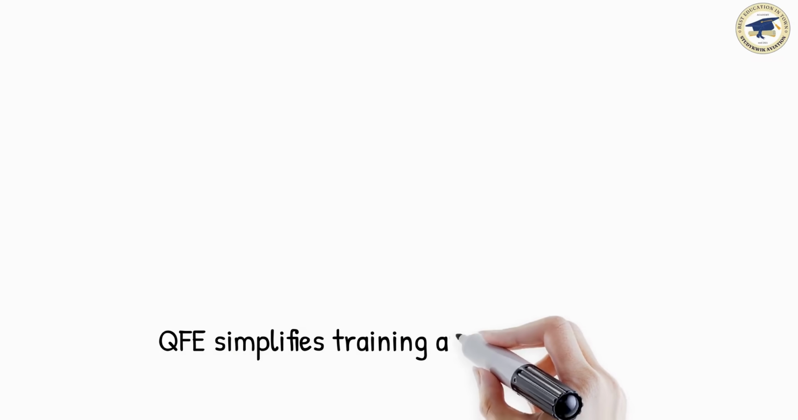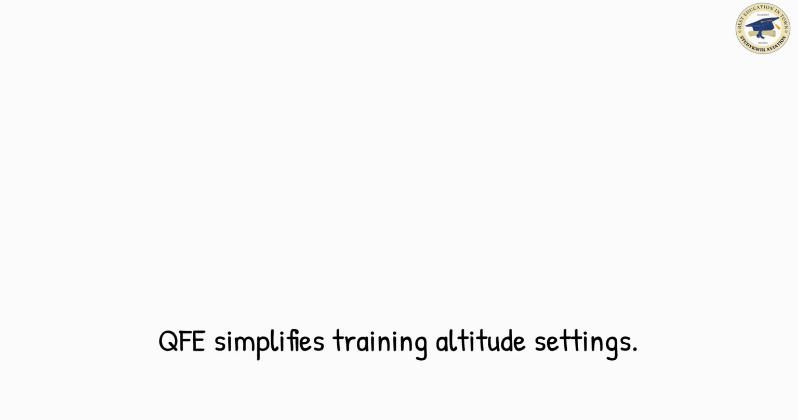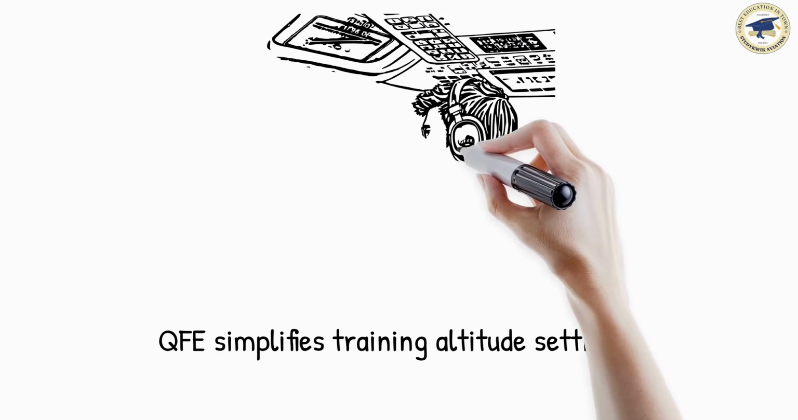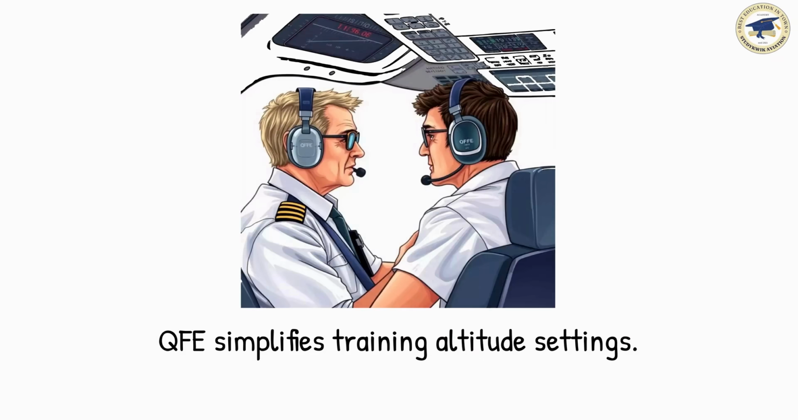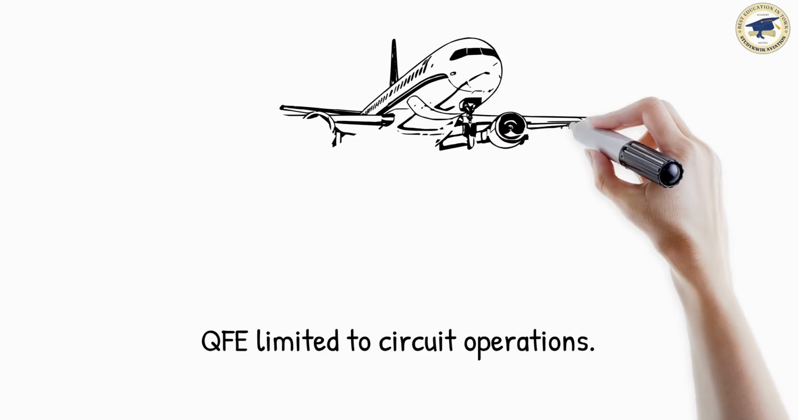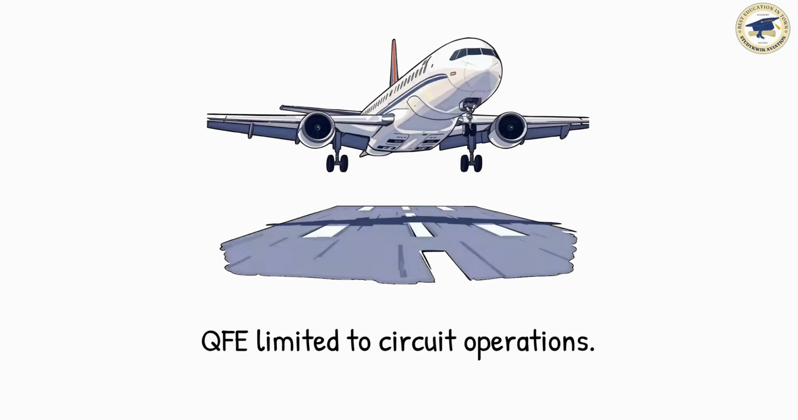Why is QFE often used for training? Because it's easier. Circuits are flown at 500, 1,000, 800, and 600 feet. Easy numbers, no conversions needed. But QFE becomes meaningless once leaving the circuit. For navigation and obstacle clearance, QNH must be used.